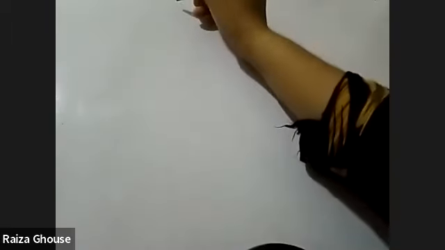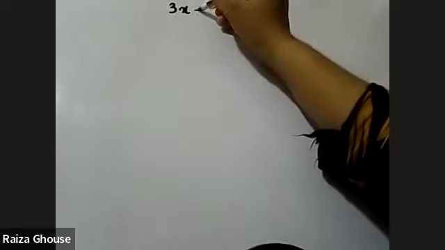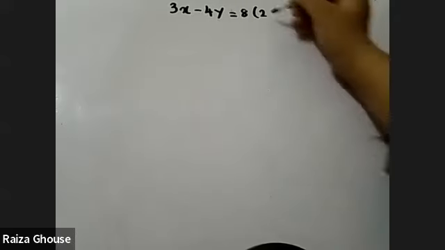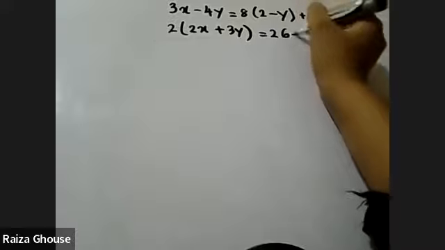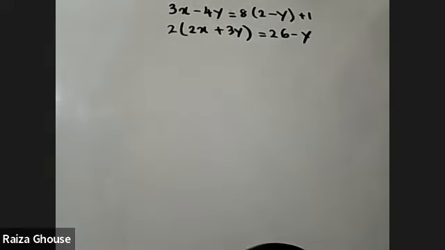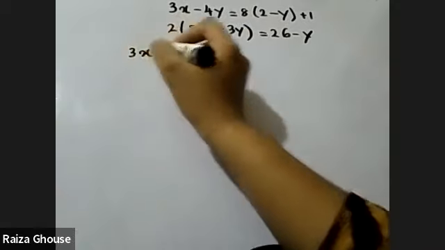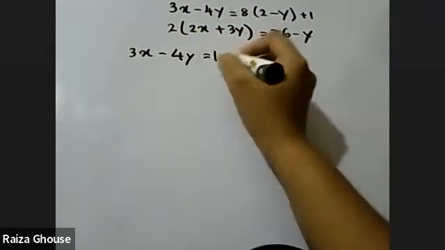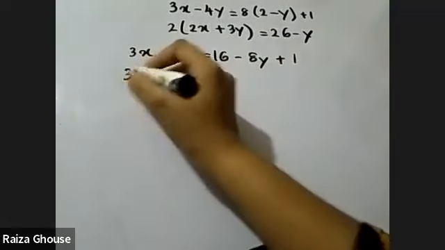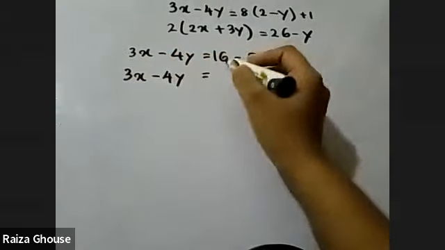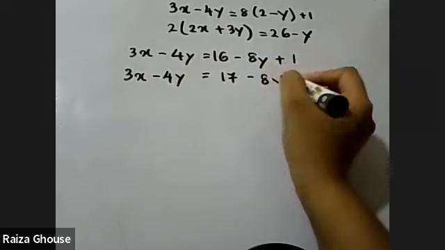Okay, I'll write the J question here. So, how many of you did the J part and checked your answer? You can all check your answer, correct or wrong. Is it 2 minus y plus 1? Correct? Okay, 2 into 2x plus 3y equal 26 minus y. Okay, it's a bit different, but it's easy. We had to solve. First of all, 3x minus 4y equal 16 minus 8y plus 1. So I'm getting here 3x minus 4y, 16 plus 1 is 17 minus 8y.